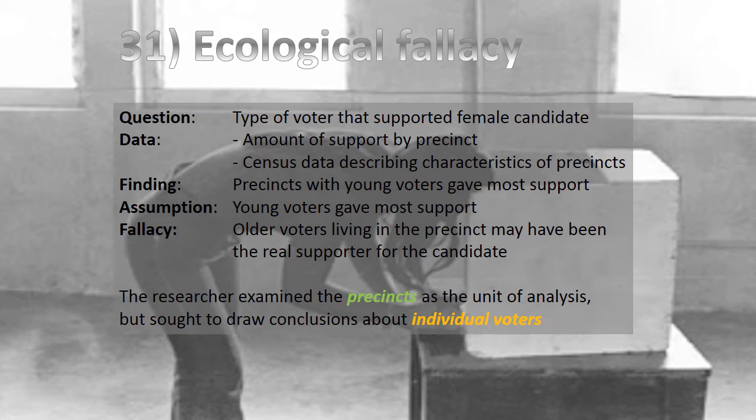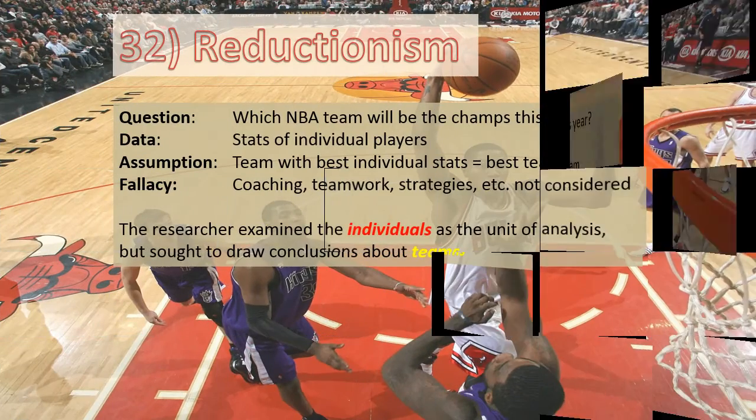Having just stressed the importance of identifying properly the unit of analysis, I mentioned the ecological fallacy. Now, Babbie actually uses a really good analogy to describe the ecological fallacy regarding trying to determine support for a female candidate running for office. He sums it up: the research examined the precincts as the unit of analysis, but sought to draw conclusions about individual voters. So read that passage, be familiar with it, and understand what an ecological fallacy is and how you can pick it out of a lineup.